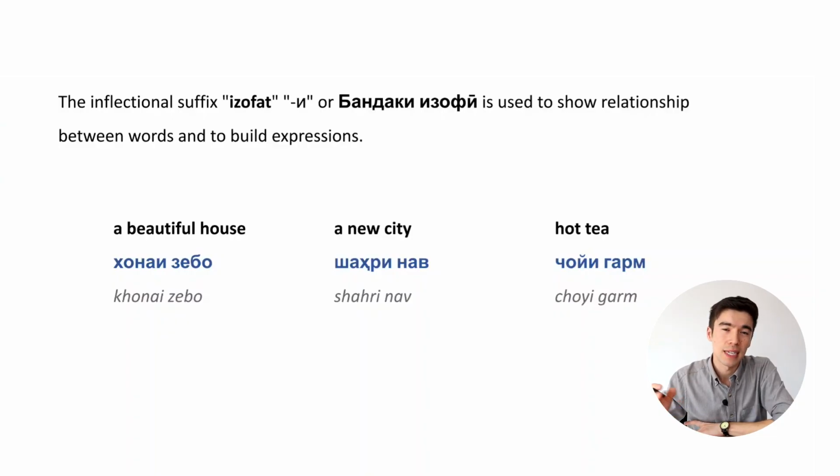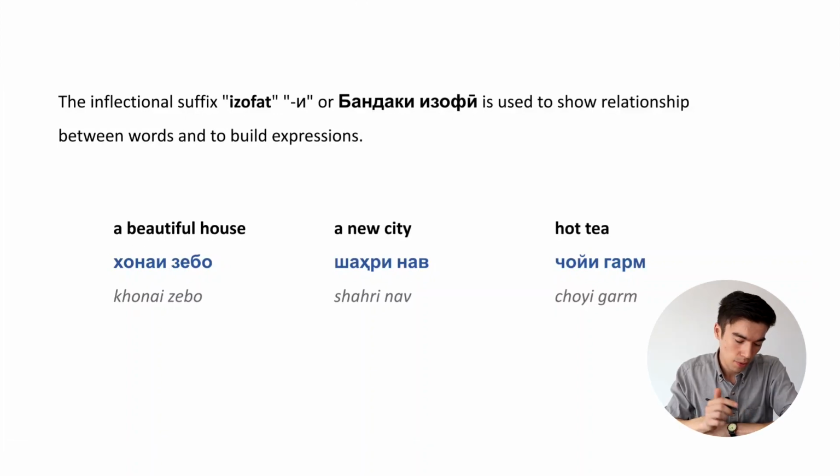My name is Hussein, and in this class we'll talk about Bandaки изофӣ or Izofat, which is used to show relationship between words and helps to build some expressions. Bandaки изофӣ and Izofat are the same thing, and in this video I'll explain in detail how to use Izofat. Most of the time Izofat indicates attribution, in which an adjective or adjective phrase follows the noun, and there is no English equivalent to attributive Izofat.